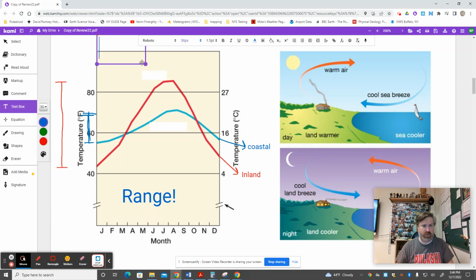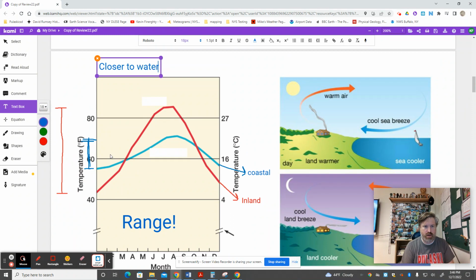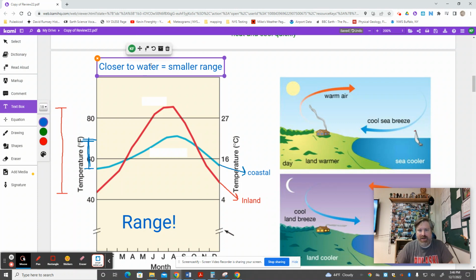So as a really quick relationship in less giant letters: closer to water equals smaller range. And I'm not talking about a little pond here. This has to be a pretty serious amount of water for this effect to work. If it's a small pond, it just freezes over and doesn't do anything. A Great Lake up to an ocean is where this is the case.